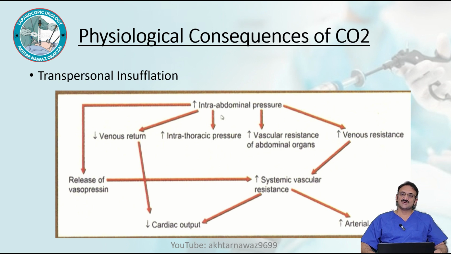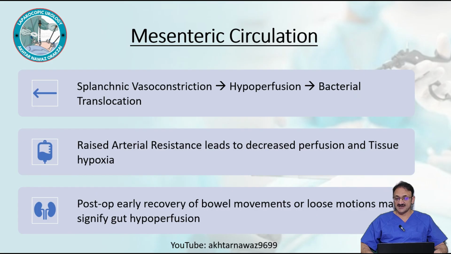And that leads to release of vasopressors, which again leads to increased systemic vascular resistance, so the cardiac output is reduced and arterial pressure is increased. So what happens to the mesenteric circulation? Again, compression as well as hormonal effect. So due to compression as well as all the hormones previously discussed, vasopressors, they lead to vasoconstriction.